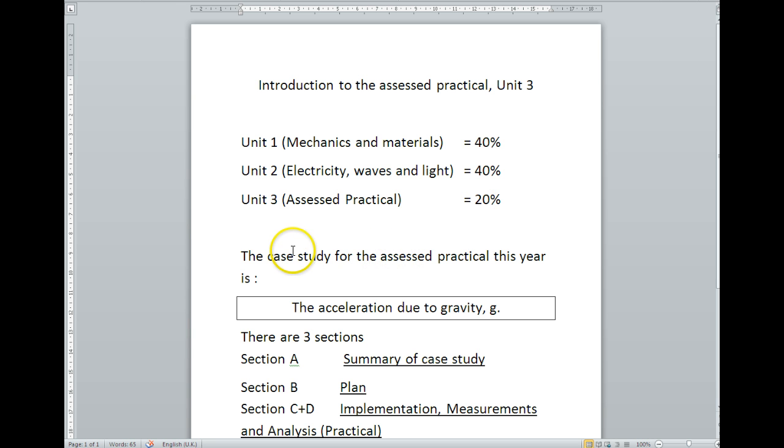Now this year the case study for the Assess practical is the acceleration due to gravity, and this theme will be running through the three sections of the practical, which we're going to go through in detail now. So the three sections are called Section A, Section B, and the third is really two minor sections, but they're grouped together, and this is the actual practical section, C and D. These names are referred to in the criteria, which we'll go through in a second. Before we do that, we're going to look at the timing.